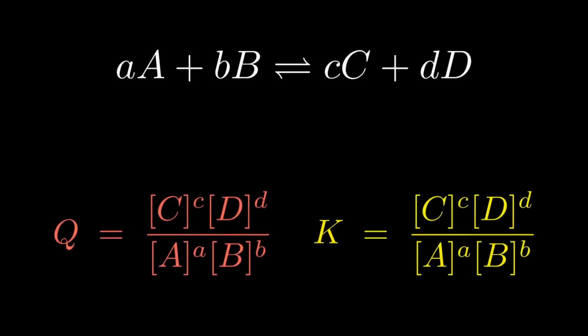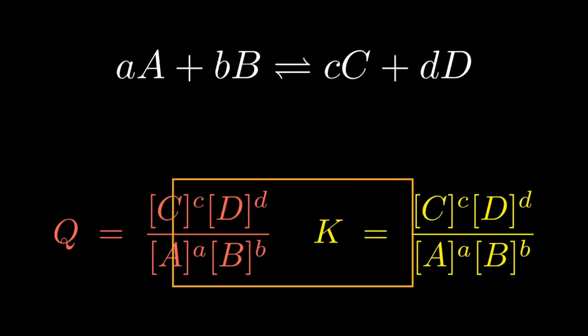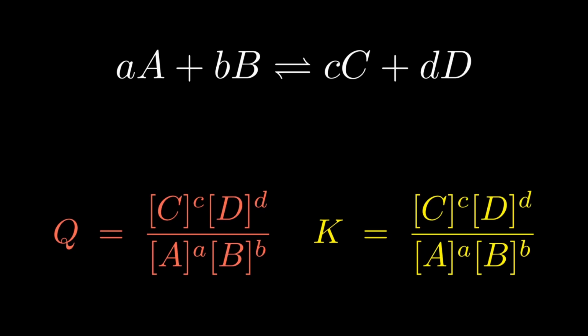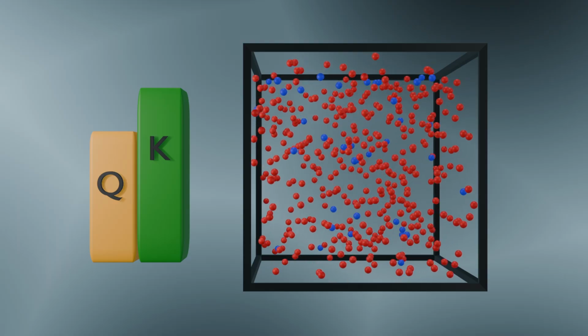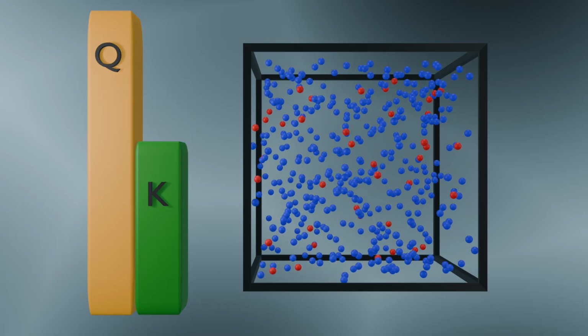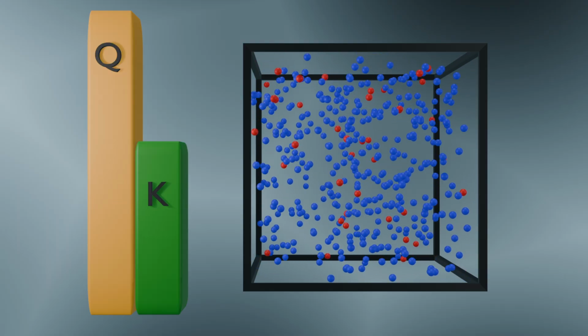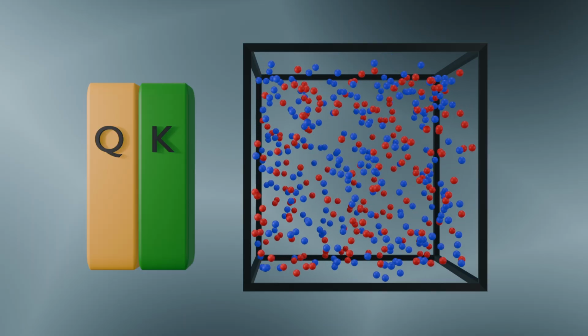Now let us look at the reaction quotient, which we call Q, and the equilibrium constant, which we call K. When Q is less than K, there are fewer products than at equilibrium, so the reaction shifts to the right, producing more products. When Q is greater than K, there are more products than at equilibrium, so the reaction shifts to the left, producing more reactants. When Q is equal to K, the system is at equilibrium.